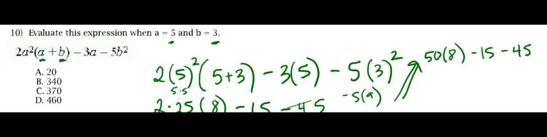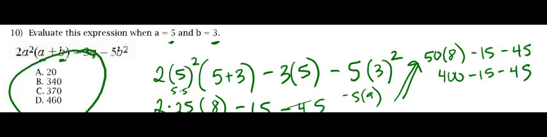Then you need to figure out what 50 times 8 is. 50 times 8 should be 400. So I'm doing 400 minus 15 minus 45. You can do it on paper, in your head, or on a calculator. But when you do, you should get your answer that does exist over here. Watch your order of operations, guys.